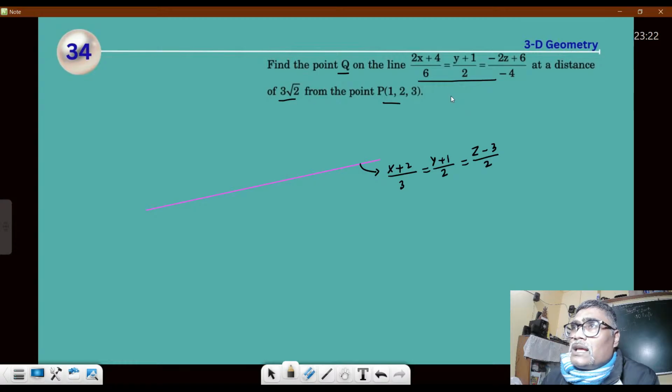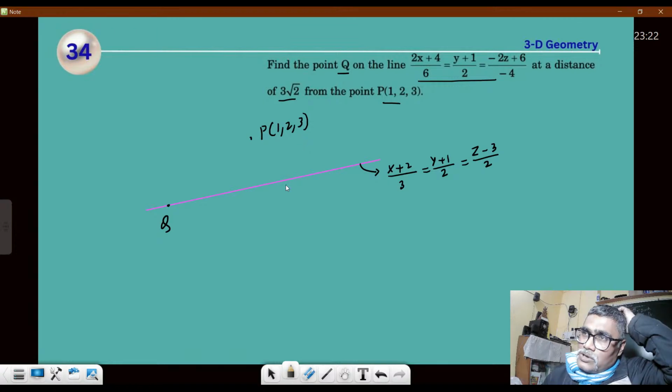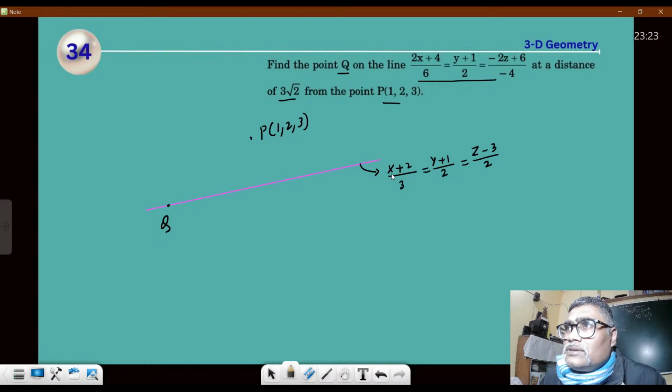I have written the line in the symmetric form. Then find a point Q on this line, which is at a distance of 3 root 2 from the point P 1, 2, 3. I am again giving you an alert. Don't just simply put the point outside. Once you check, who knows, the point may be lying on the line itself. So let me put 1, then 3 by 3 means 1. 2, if I put, it is 3 by 2.